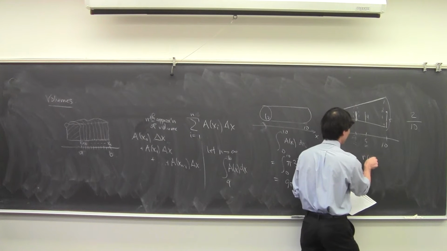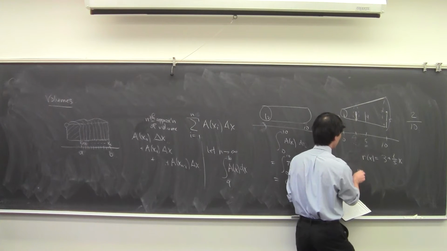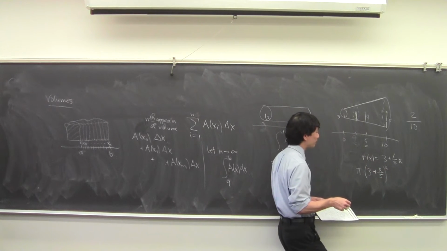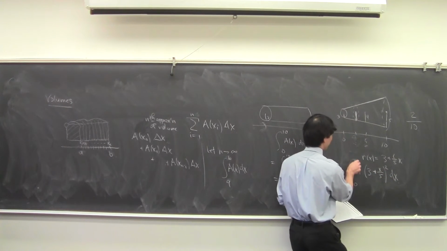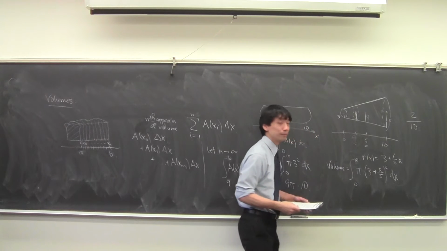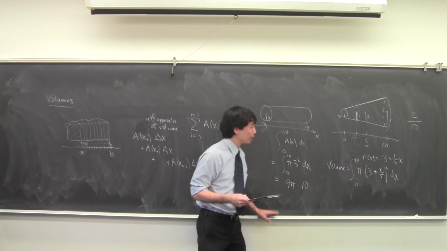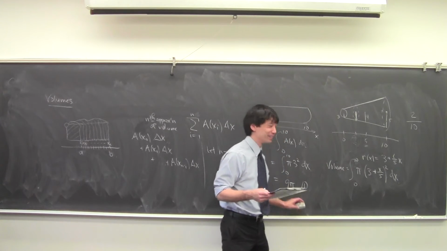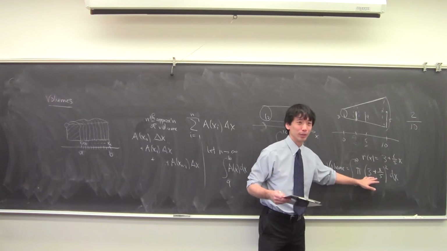Okay, so that's the radius, right? The radius at x is 3 plus a fifth x. And so the area is going to be pi radius squared. And so to get the volume, I need to integrate that dx between 0 and 10. Okay, good. I'm just going to assume that many of you knew that already. Make sense, right? And I'm not going to integrate this. I assume that you can integrate it.